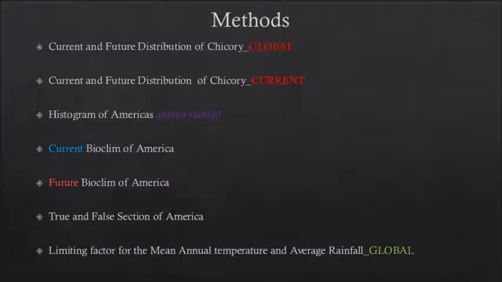In this section, I have focused on the methods that I have used to present my findings. I made use of the current and global distribution of chicory throughout the world, as well as the current and future distribution of chicory throughout America. I have also included a histogram of America's annual rainfall and made use of current and future bioclimate of America. Lastly, I have also included the true and false section of America and did a limiting factor for the mean annual temperatures and rainfall that is presented globally.